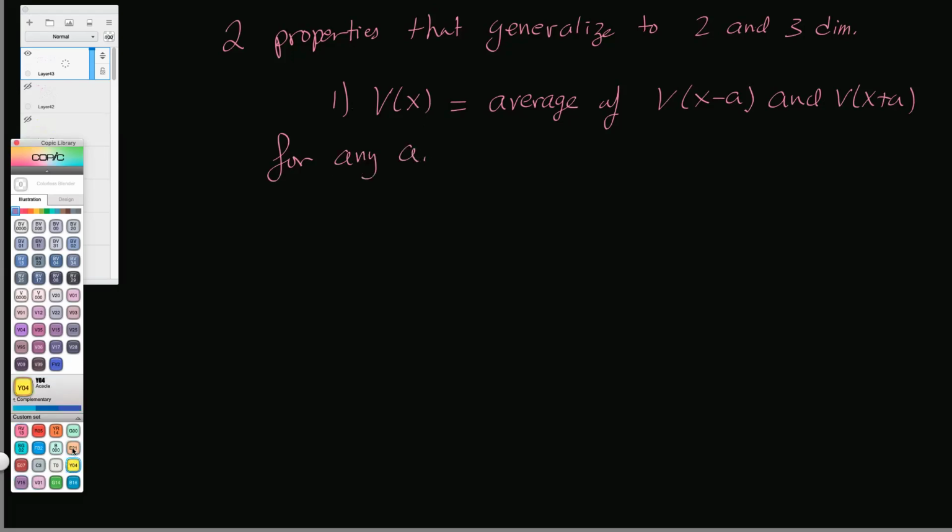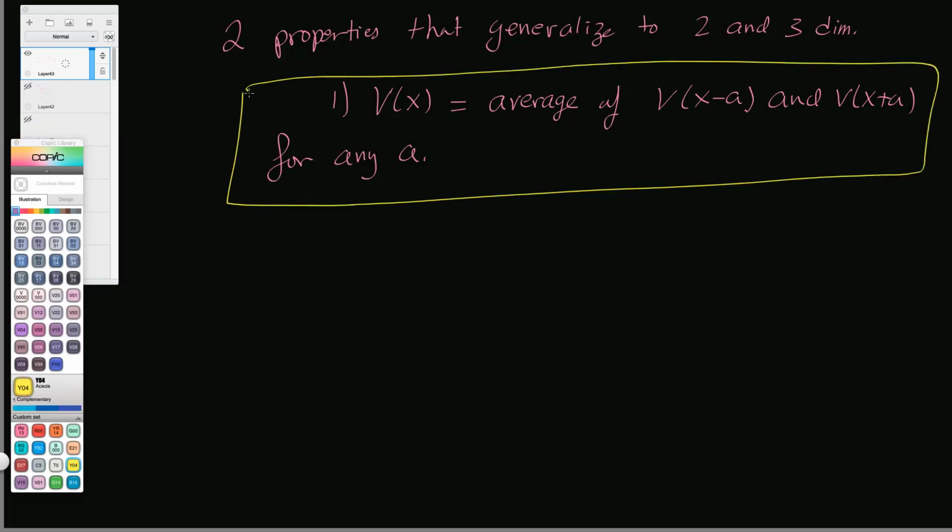Okay, so let's look at our example here. I'll do this in yellow. Let's write that down a tiny bit more formally. So this means that V of X is the average: 1/2 of V at X minus A plus V at X plus A. That means if you sit at a point, the value of the function at that point is just the average of these 2 points around it that are equidistant, right? Okay, so let's look at the example that we have.